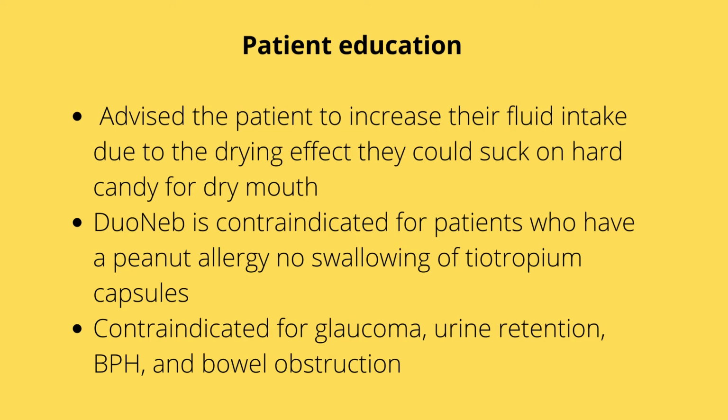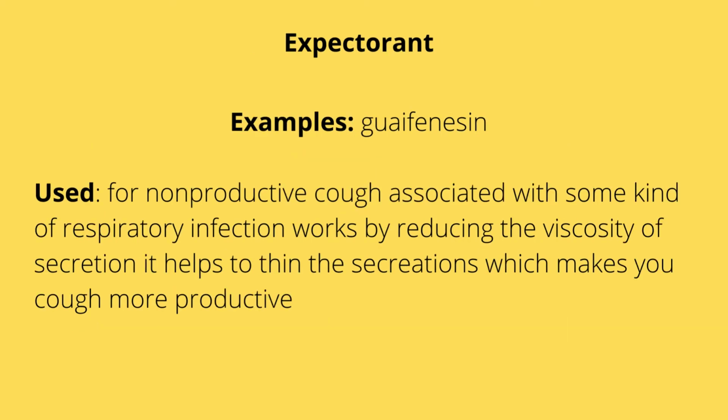For tiotropium capsules, these capsules are not to be swallowed. They are actually placed in a device, and this device is what you're going to inhale so it can inhale the medication into you. Okay? They are long-acting bronchodilators. This anticholinergic, it's long-acting. It's not immediate. Expectorants. Guaifenesin is our example. It's used for a non-productive cough associated with some kind of a respiratory infection.